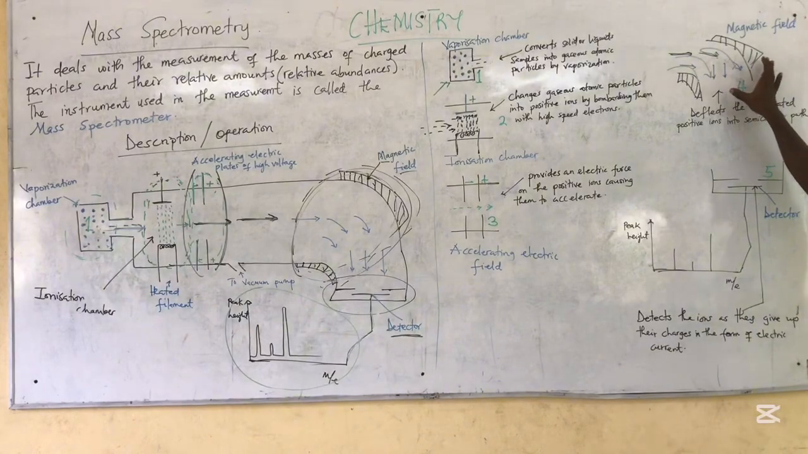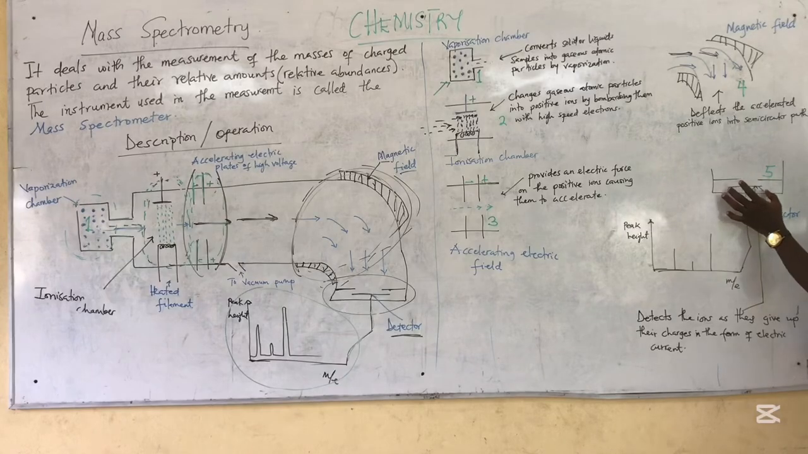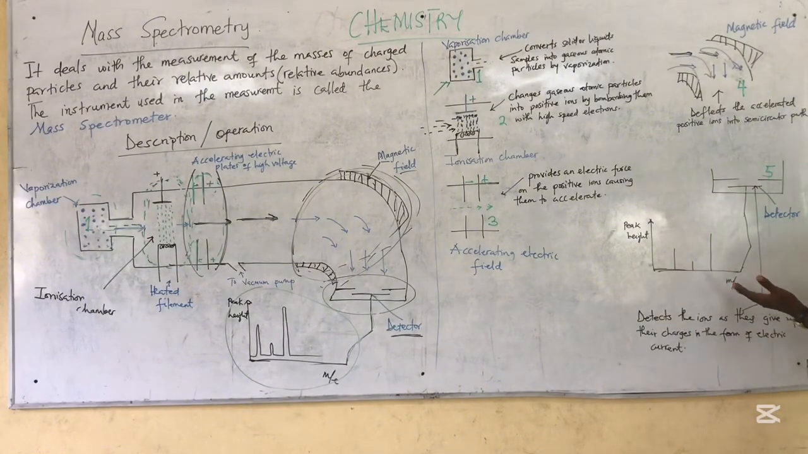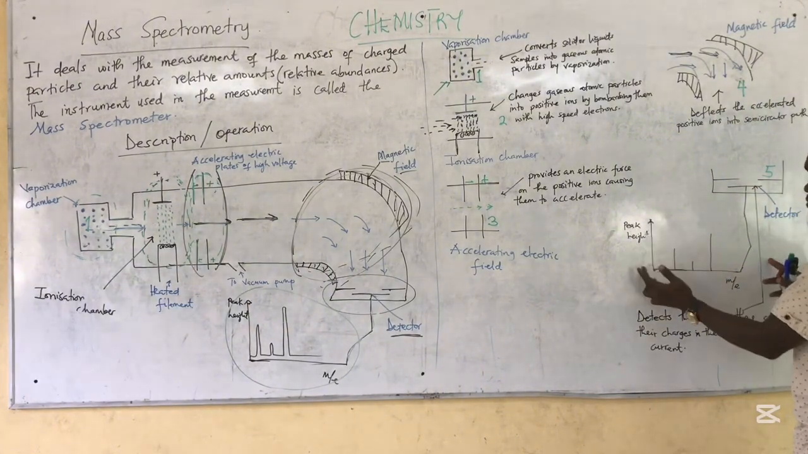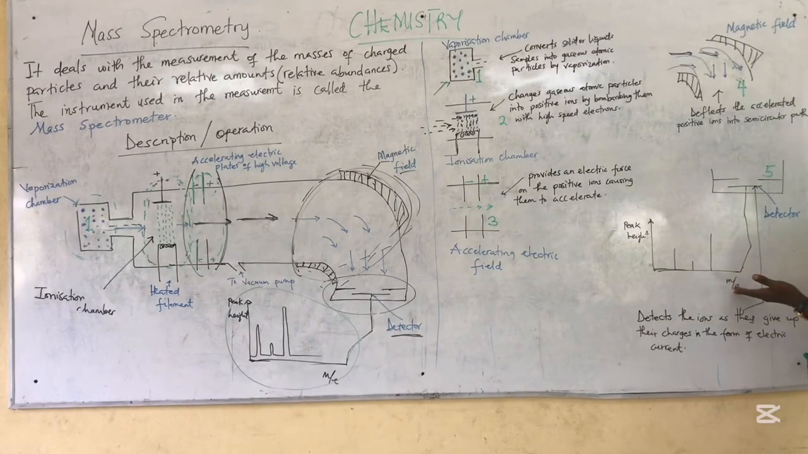In the magnetic field, it deflects these positive ions according to their mass to charge ratio. The lighter ions are deflected more compared to the heavier ones, which will be deflected in a very slow way. And then the magnetic field deflects them and focuses them onto the detector. The detector is where the relative intensities, or the needed information we need about the positive ions, are displayed on the mass spectrum. The mass spectrum is simply a graph of the relative intensities or the peak height against the mass to charge ratio.